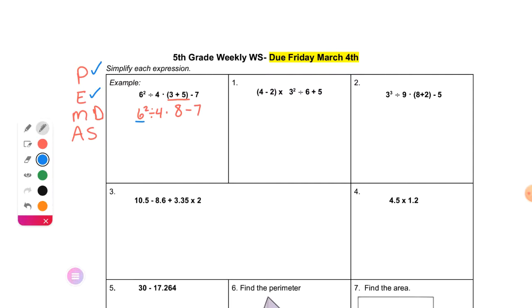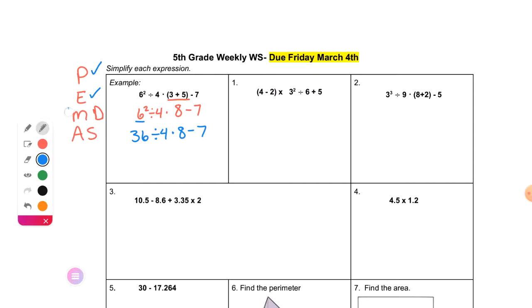6 squared. Slow down. Cam, what is 6 squared telling me to do? 6 times 6. Is 6 squared 12? No. What is 6 squared equal to, Lena? 36. So I'm going to write 36 divided by 4 times 8 minus 7. Here's where we start going crazy typically. We want to do 8 minus 7 is 1 because that's a really easy math problem. Do I do that next?